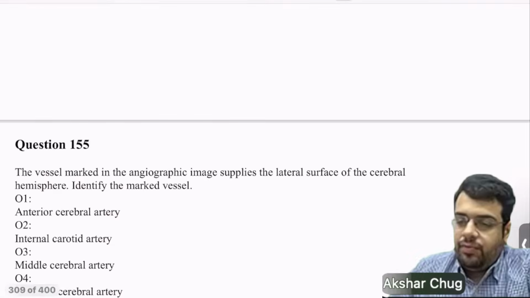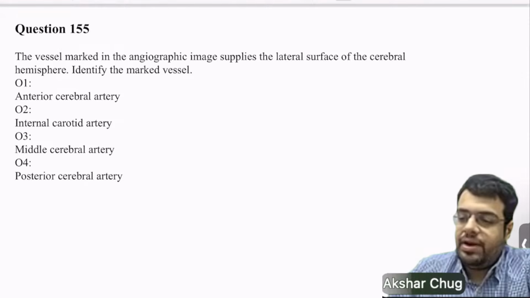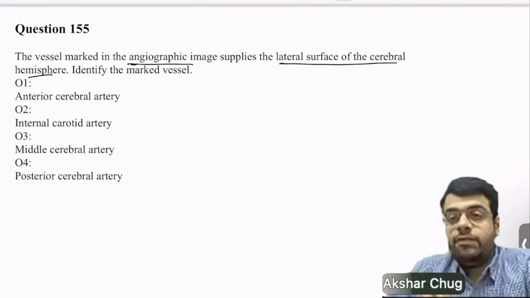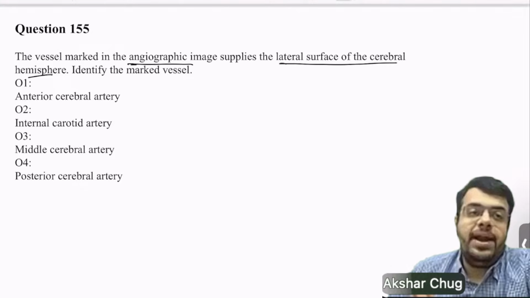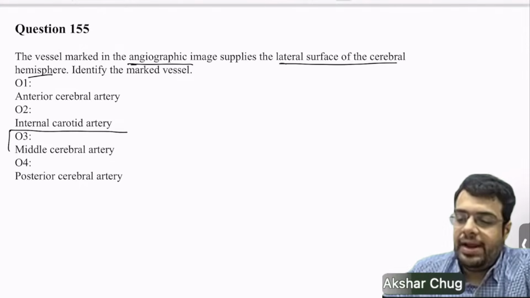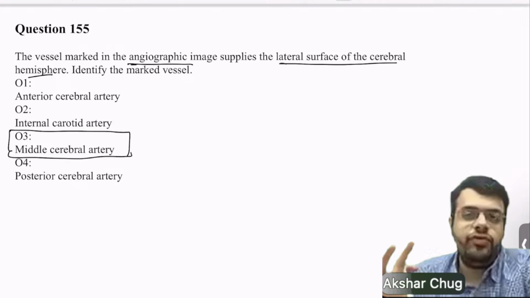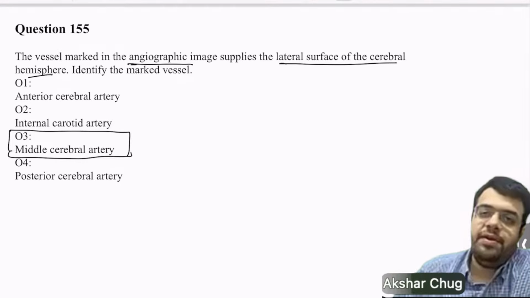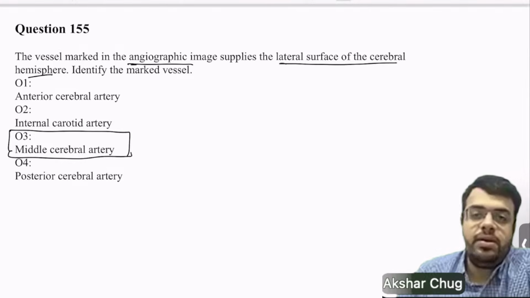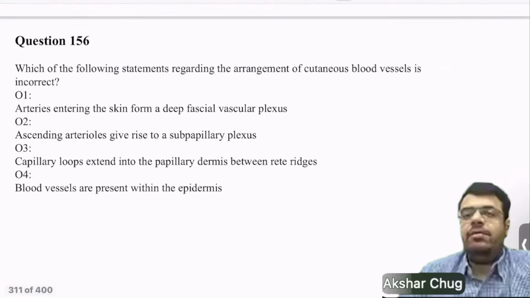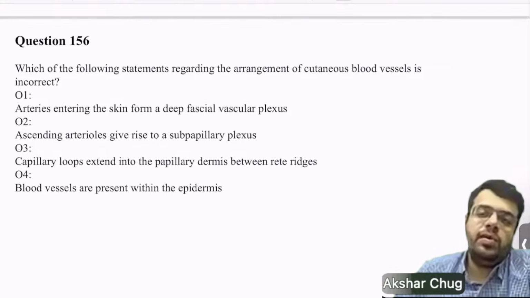Question 155. Vessel marked in the angiographic image supplies the lateral surface of the cerebral hemisphere. So also without seeing the image, the lateral surface of the cerebral hemisphere is supplied by the middle cerebral artery. Whereas the inferior and the anterior strip is by the anterior cerebral artery, whereas the posterior is by the posterior cerebral artery. Also, the image showed an arrow clearly pointing towards the middle cerebral artery. So you can see that even without the image, just by reading the question, we could come to an answer.